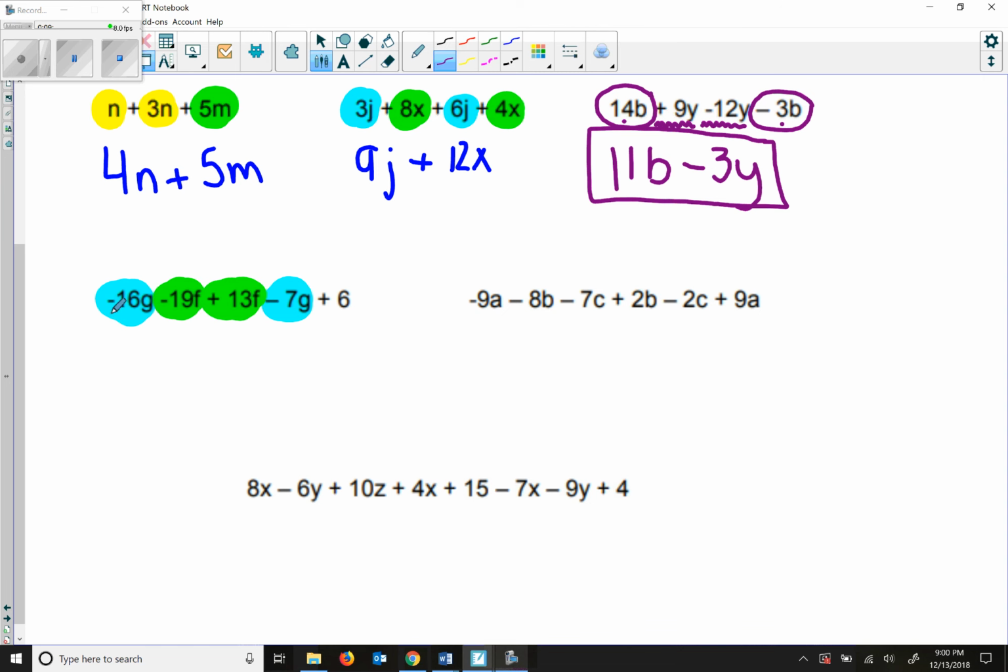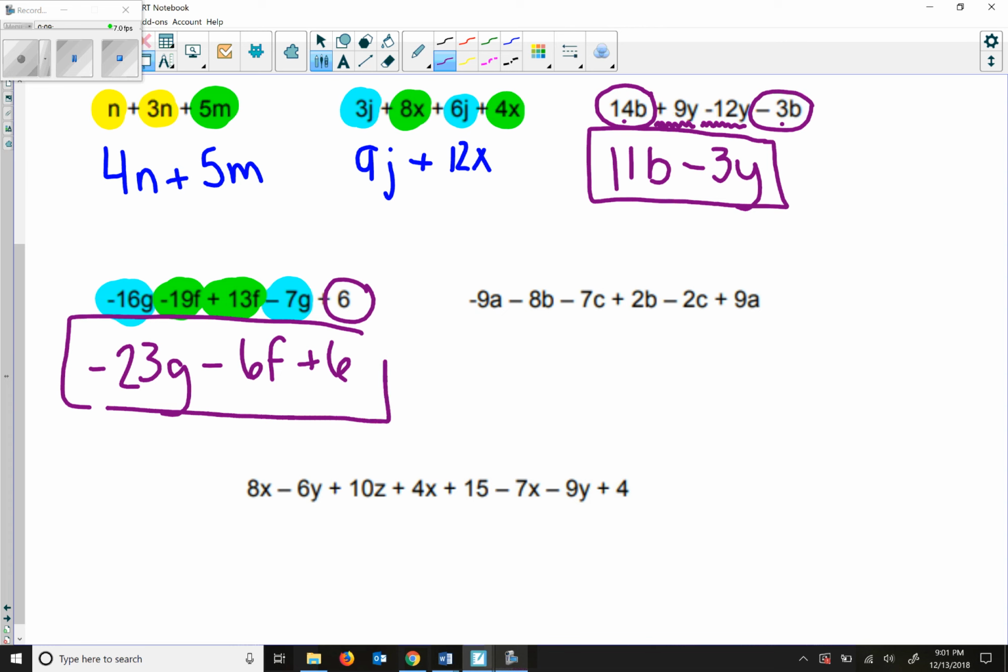So I'm going to go through now. I'm going to combine the -16G and the -7G. I'd have -23G. Then -19F and +13F, so I would have -6F. And then, you guys, that 6 doesn't have any variable with it, so I can't combine it with the G or the F. It's just got to be on its own, so it's just got to be +6 at the end. So that turns out to be my answer.